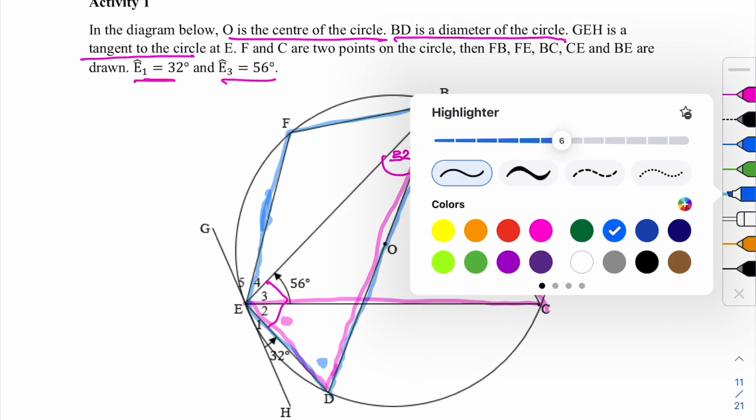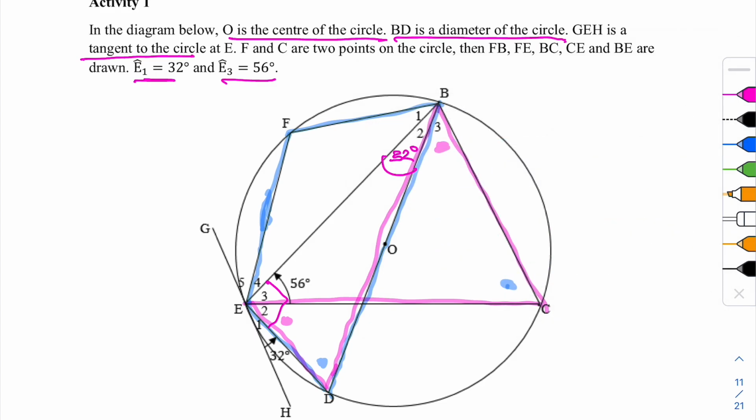Okay, the last cyclic quadrilateral, I'm going to do this in orange, so there's the cyclic quadrilateral FBCE. So meaning that angle F plus C will add up to 180 degrees. Same applies to this, and that will give us 180 degrees. Okay, so now we can start answering the questions.